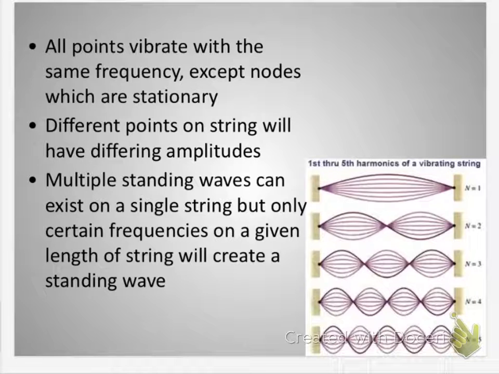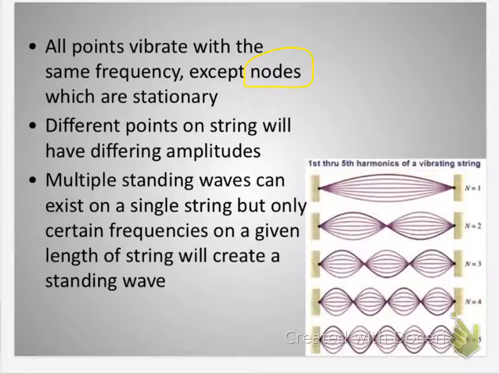If we look at the first, this is called the first harmonic, and we're going to go through the harmonic sequence. The point in the string here has a different amplitude than a point here. Your greatest amplitude is at the antinode. No, nodes are the points of no motion. Antinodes are the points of motion, maximum motion.